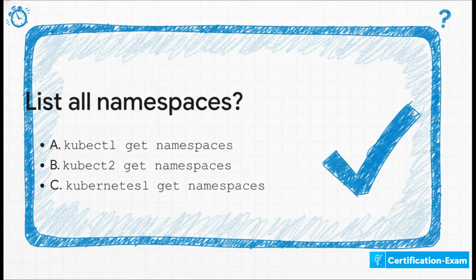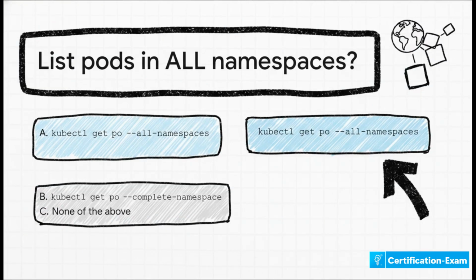The answer is A, kubectl get namespaces. No time to think, just do. Okay, next one right away. How do you list pods across all of the namespaces? Come on, think fast. The correct command is A, kubectl get pod --all-namespaces. Seems easy, right? But that recall has to be immediate.